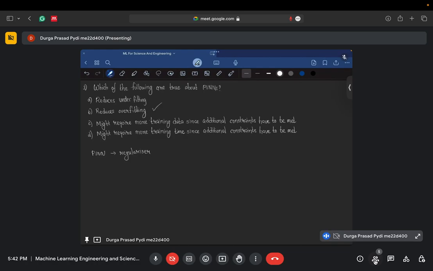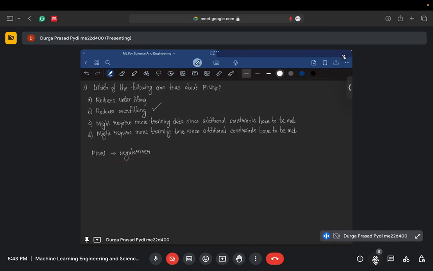So what about the last two options? If you are using PINN, will you require more training data? Now that I've told you that I am using a regularization, it is actually becoming tougher for the optimization problem to find an optimal solution. So which of the following is true? Will I require more training data so that I'll get an optimal solution, or it will require more time for the same set of data? Whenever you do regularization, it means you are adding more constraints. I think the fourth one, sir.